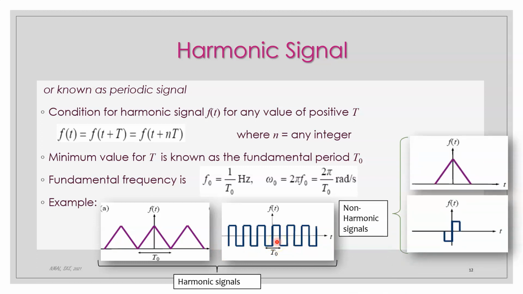And for a non-harmonic signal, the signal does not repeat itself. It has only one value like this. This is what we also call an energy signal, and this is also what we call a power signal. So this is a non-harmonic signal, or non-periodic signal. It doesn't repeat itself.